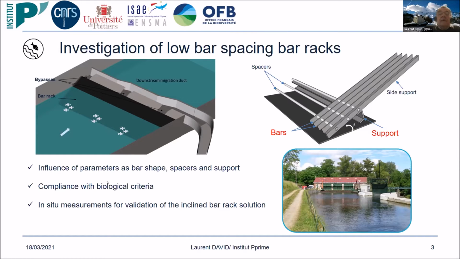The second aspect was compliance with biological criteria. We know that we need to have a normal velocity, for example, lower than 0.5 meter per second to avoid impingement. And we also need the tangential velocity, or the ratio of the tangential velocity to the normal velocity, to be greater than 2 to guide the fish in the direction of the bypasses.